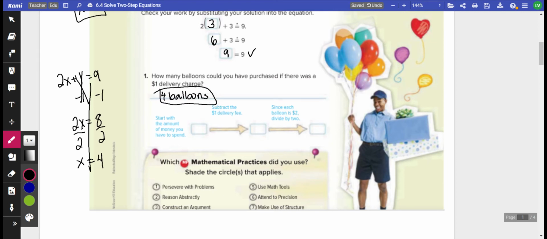You could have also worked through it this way: start with the amount that you have to spend, which is still $9. You subtract the $1 delivery fee. 9 minus 1 is 8. And since each balloon is $2, you divide by 2. 8 divided by 2 is 4.